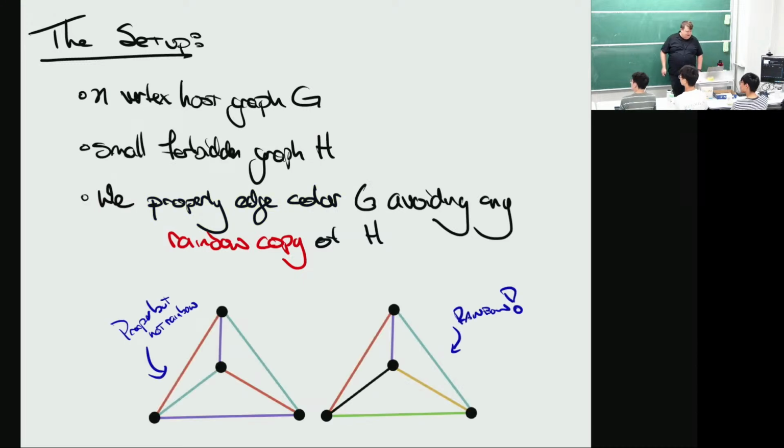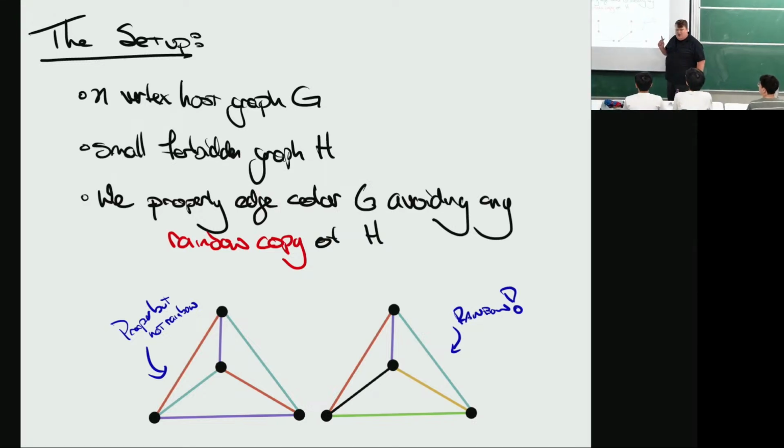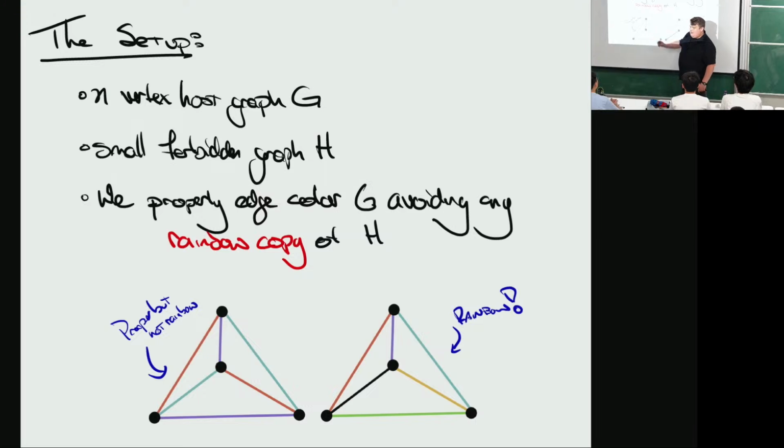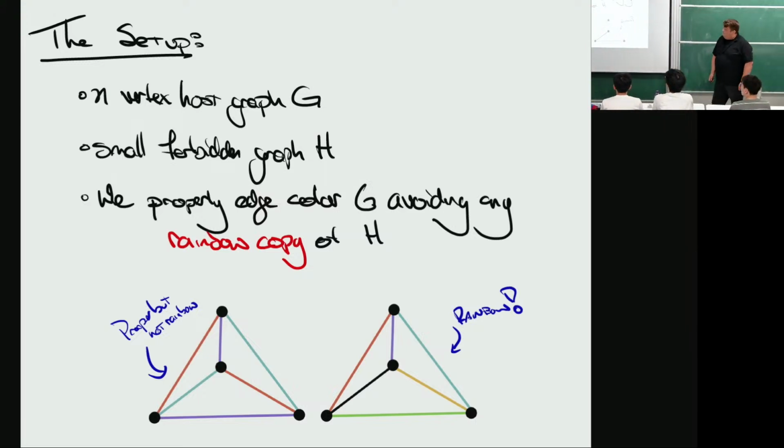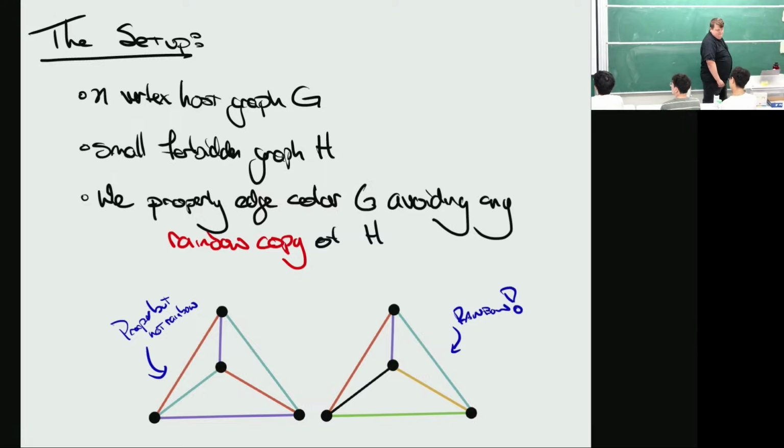So on the left, you see a K4, which is properly colored, but not rainbow. In fact, it's as un-rainbow as possible. Every edge has its color repeated somewhere else. And the one on the right is rainbow. Every edge is colored differently.